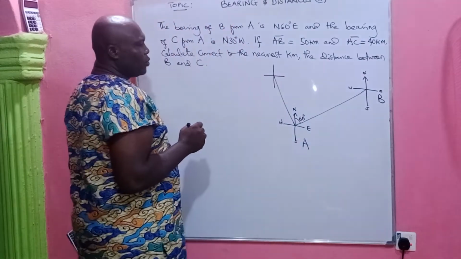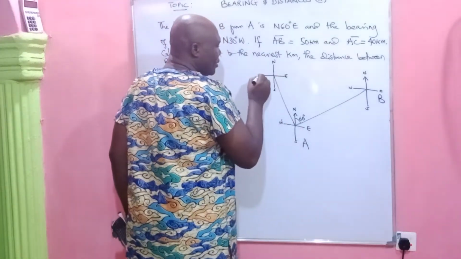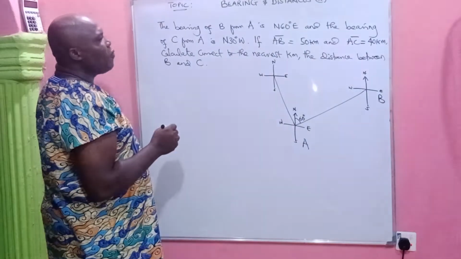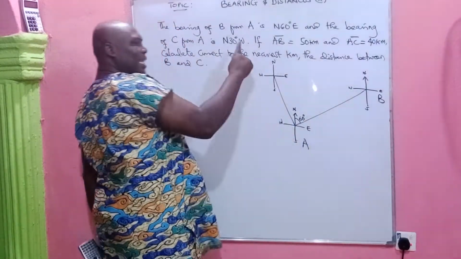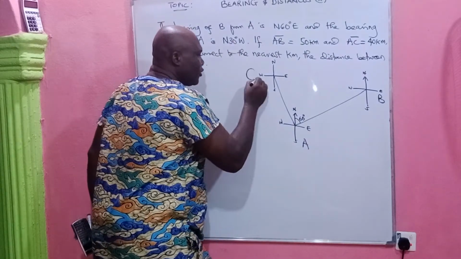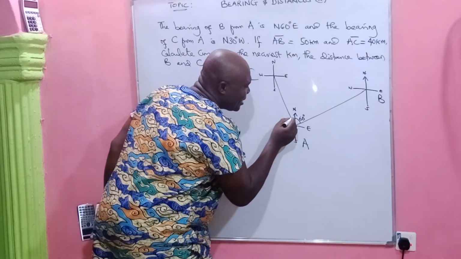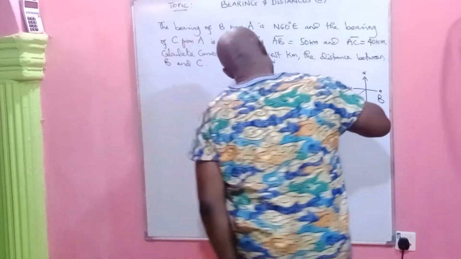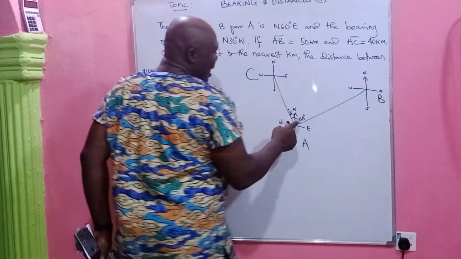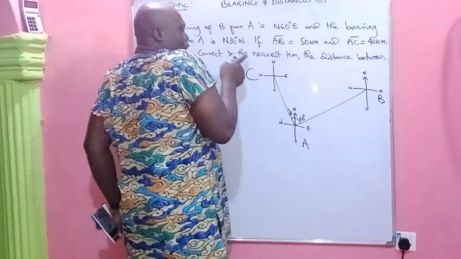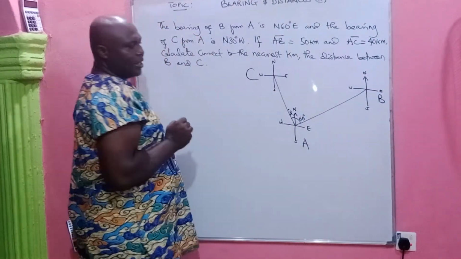So this is what we have. This is our north, south, east, and west. They said, and the bearing of what? The bearing of C from A. This is from A. We are taking C. So this point C, they said it's N 30 degrees. So it means that here is 30 degrees. So this point here is 30 degrees. So we have N 30 degrees towards where? Towards west. So this is the angle we are talking about, 30 degrees.